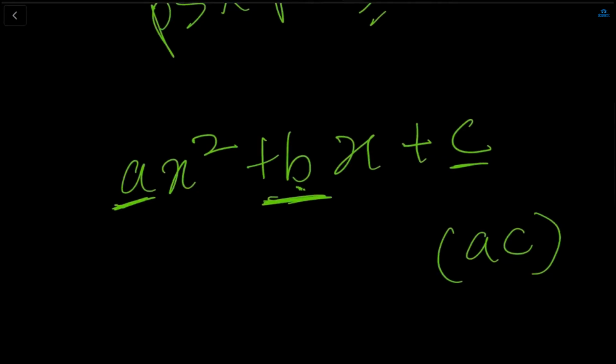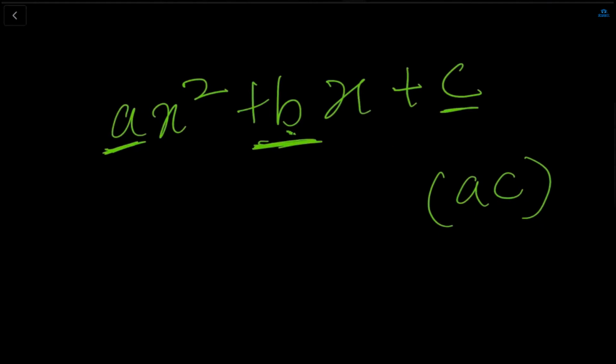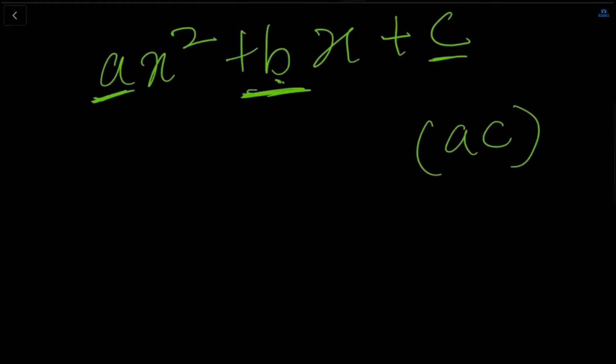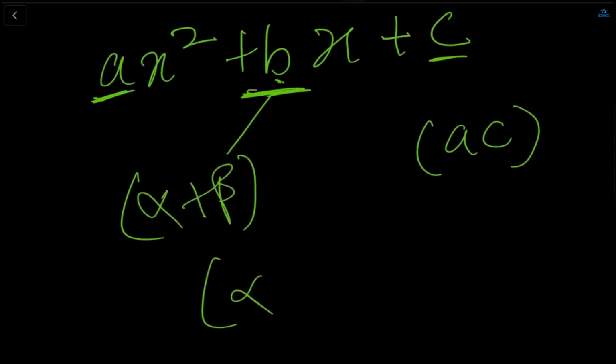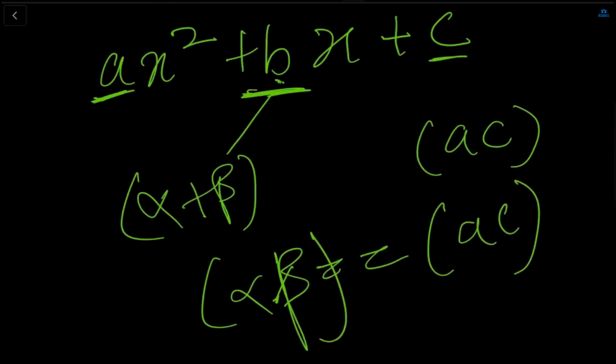If the coefficient a is 1, it should give directly c. For example, b is the sum of two numbers, alpha plus beta, so alpha multiplied by beta should be equal to ac. Understood how you are going to split the middle term, everybody? If you are splitting the middle term b, you have to see the factors of a multiplied by c.